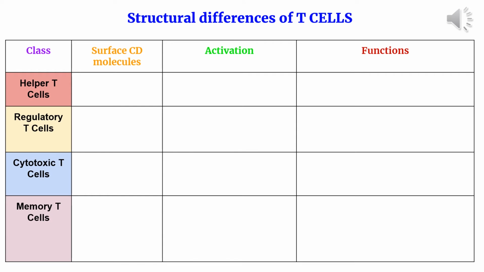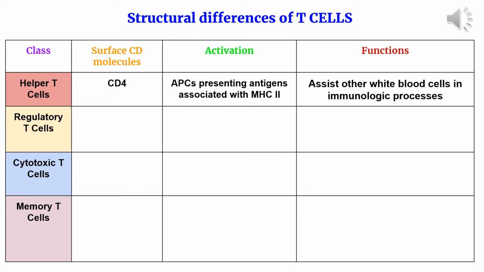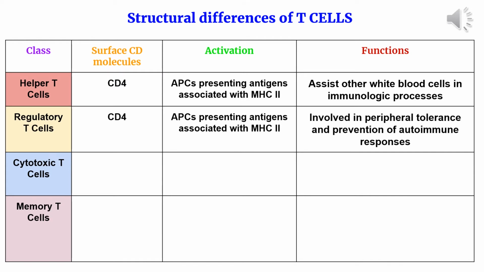So next, I will discuss the structural differences of T cells. The first one is the helper T cell. CD4 is the surface CD molecule, and the activation is the antigen-presenting cell presenting the antigen associated with MHC2. The function of it is to assist other white blood cells in immunologic processes. The second cell is the regulatory T cell. CD4 is the surface CD molecule, and the activation is the antigen-presenting cell presenting antigen associated with MHC2. It is involved in peripheral tolerance and prevention of autoimmune responses.